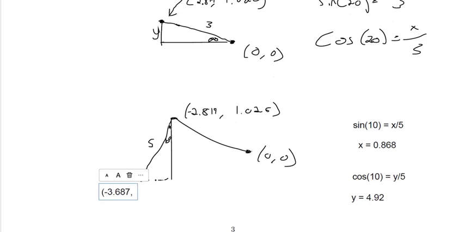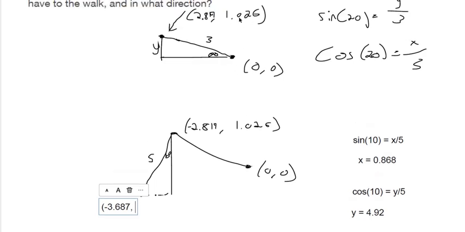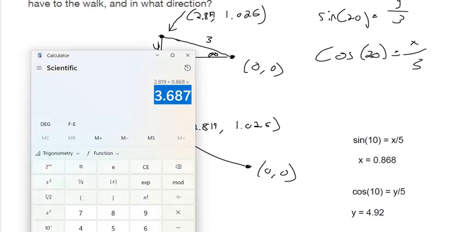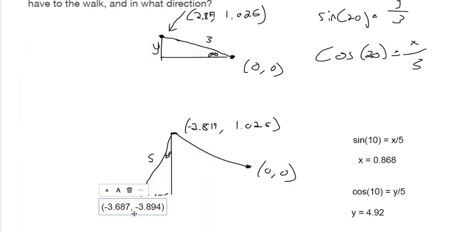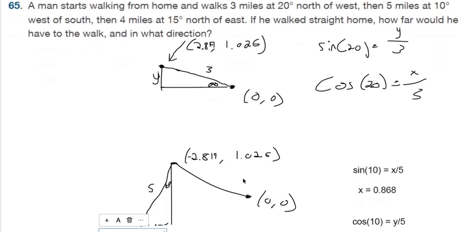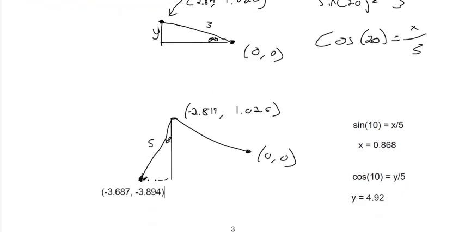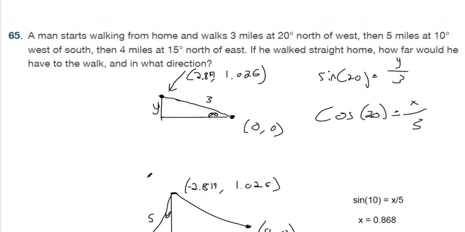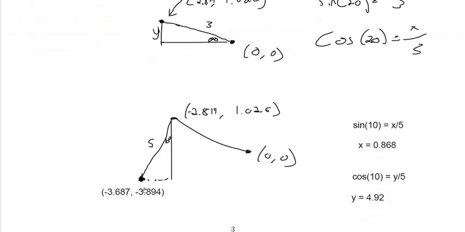And the y distance, we went down. So I started at positive 1.026, I went down 4.92. So I want to subtract those to get negative 3.894. Okay, and then what were we doing? 5 miles west to south, and then they went 4 miles at 15 degrees north of east. So from here, they went 4 miles, 15 degrees north of east. So here's east. If we go 15 degrees north of east, it looks something like this.